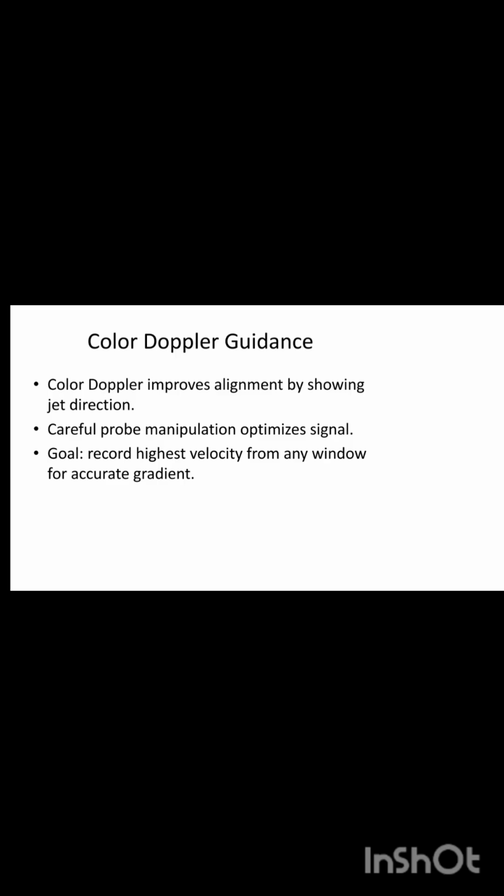The color Doppler will guide you, and color Doppler improves alignment by showing jet directions. Careful probe manipulation is needed to optimize the signals. Our goal is to record the highest velocity from any window for accurate gradients.